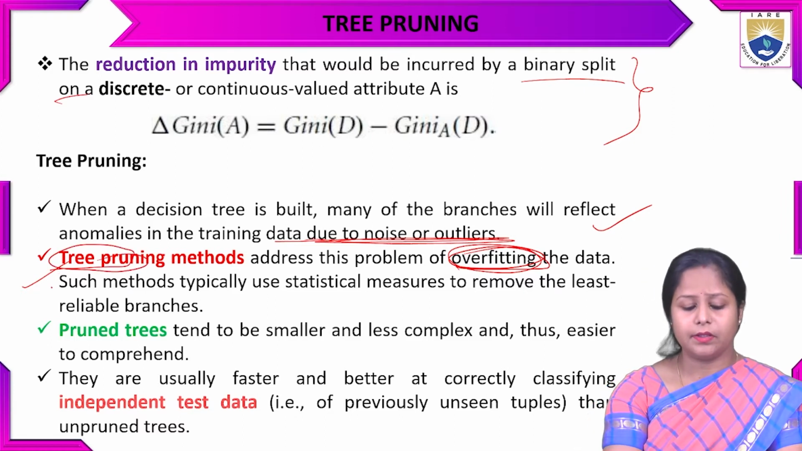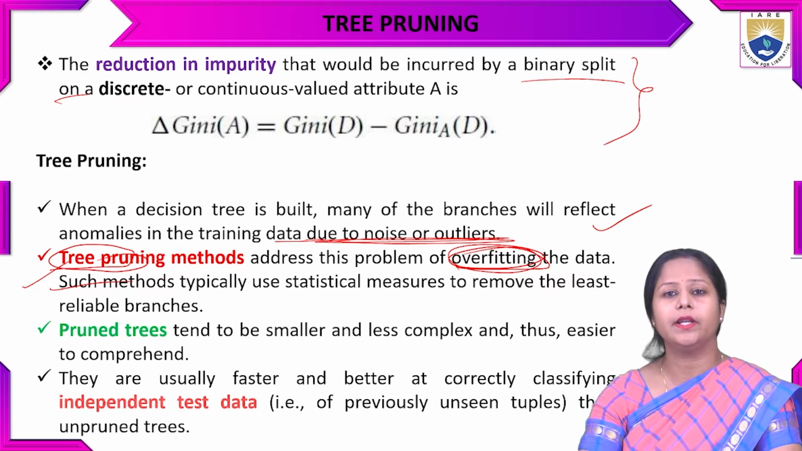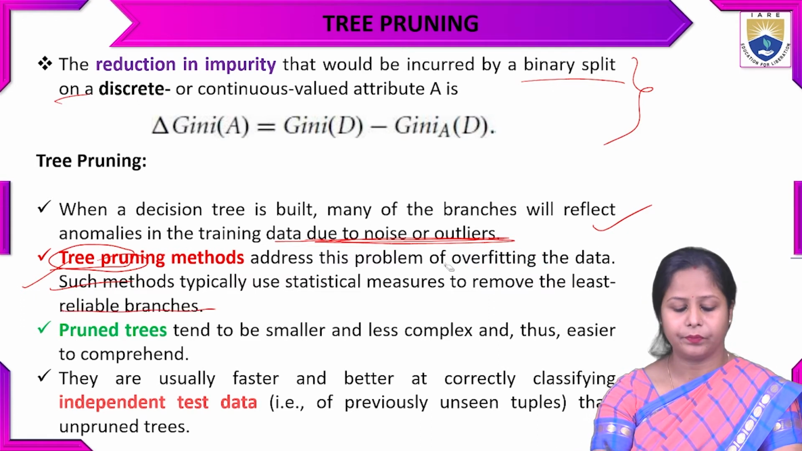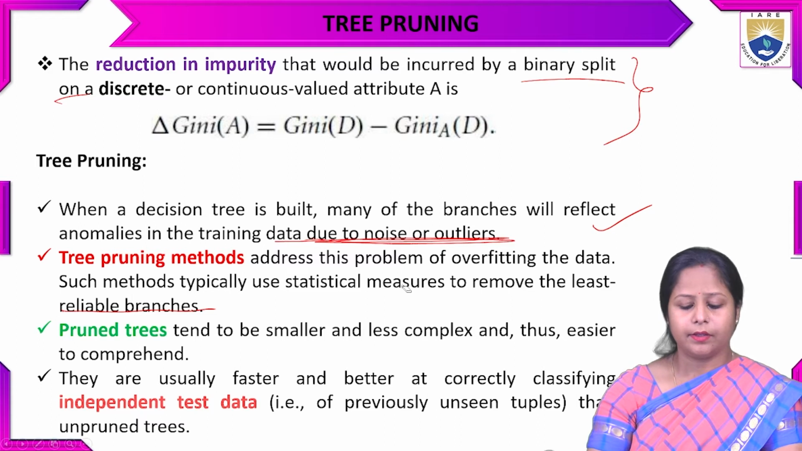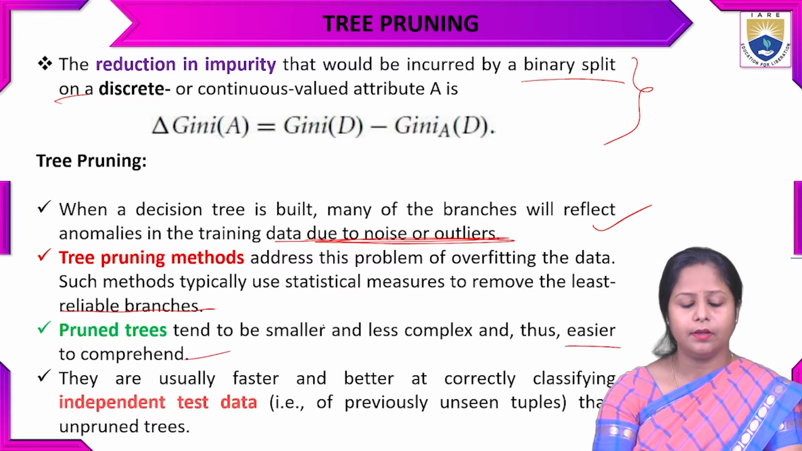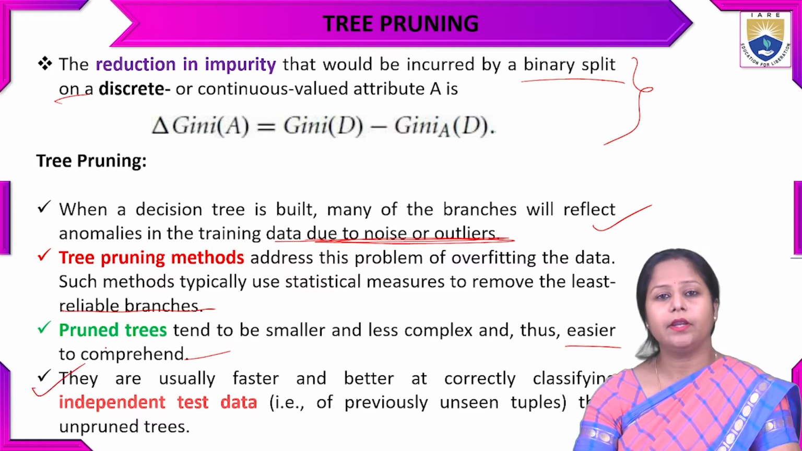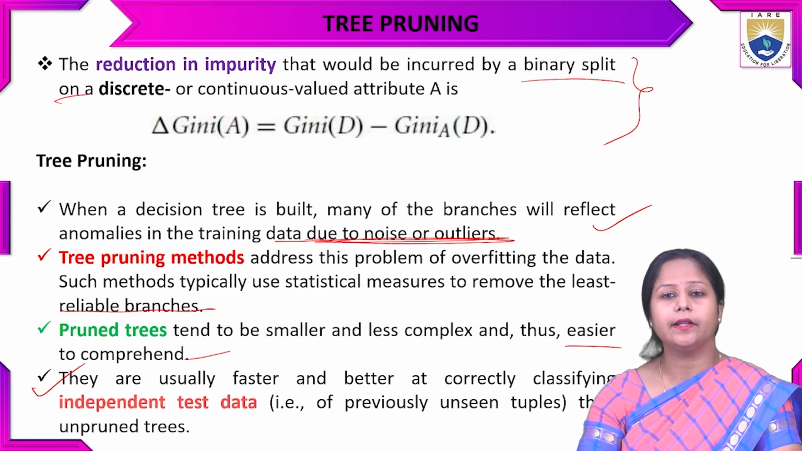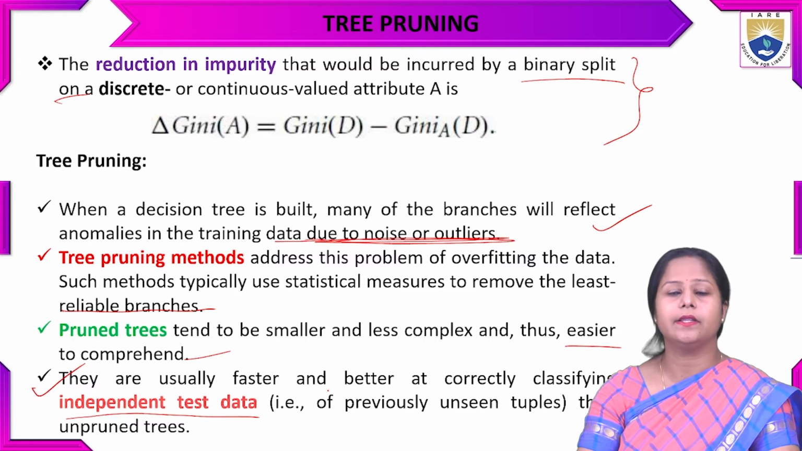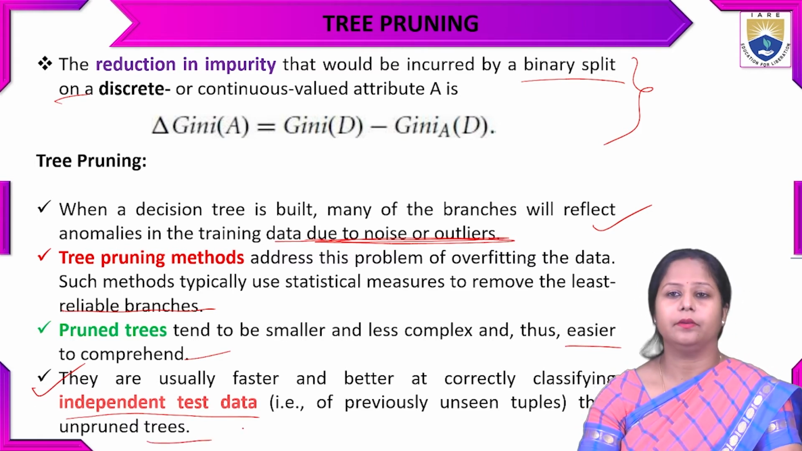That type of method typically uses a statistical measure to remove the least reliable branches. The pruned tree tends to be smaller and less complex, and thus easier to comprehend. They are usually very fast and better at correctly classifying independent test data, that is, previously unseen tuples, than the unpruned tree.